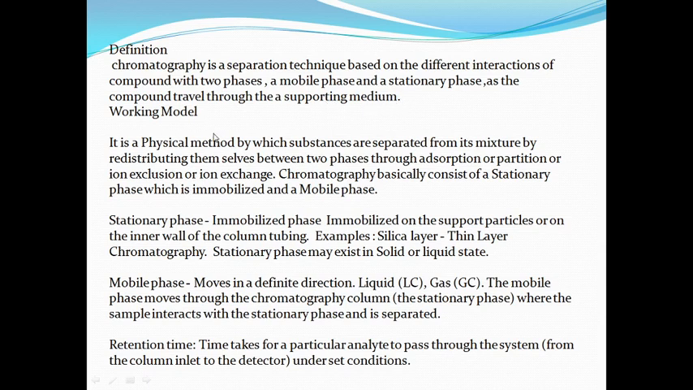Then the working model: it is a physical method by which substances are separated from a mixture by redistributing themselves between two phases. This is an extension of the first paragraph. So here, when we introduce a mixture of compounds on the surface in between these two phases, then what happens?